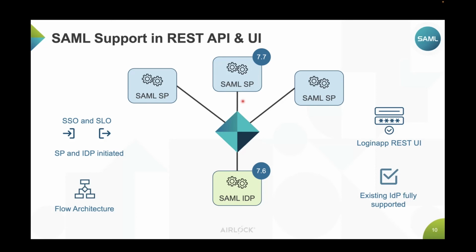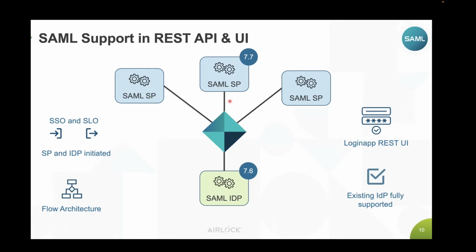And it's fully integrated in the REST UI, so you don't need to do any custom code or custom development. And last but not least, I wanted to point out that this is all fully integrated with the existing identity providers you might already have configured. There's no need to change anything on the identity provider, regardless of whether this is an Airlock IAM running or if it's a third-party identity provider. So that seamless migration is possible with 7.7.